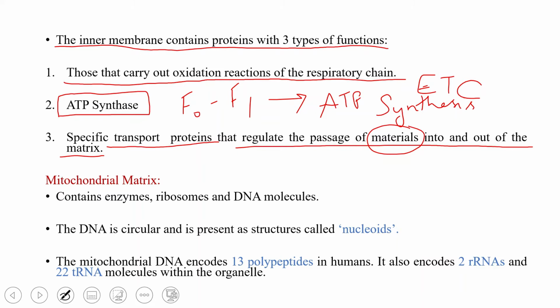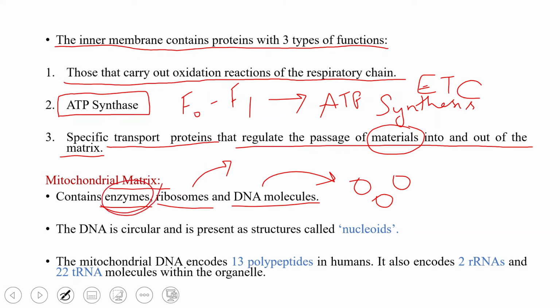Now, the composition of the mitochondrial matrix. The matrix contains enzymes, ribosomes, and DNA molecules. These are circular DNA molecules which are also called the mitochondrial DNA molecules. These are ribosomes specific to the mitochondria, and these enzymes can be enzymes of the TCA cycle, enzymes required for the functioning of the mitochondria, and so on. So the DNA is circular and is present as structures called nucleoids.